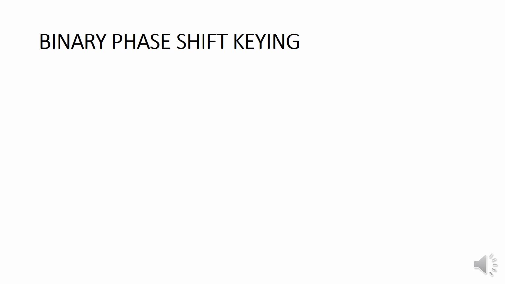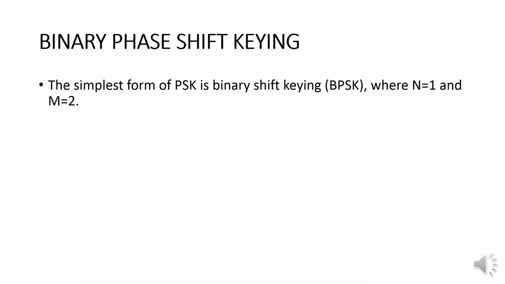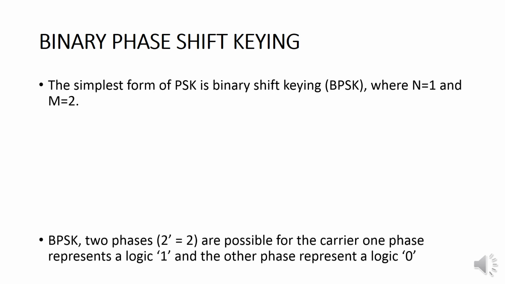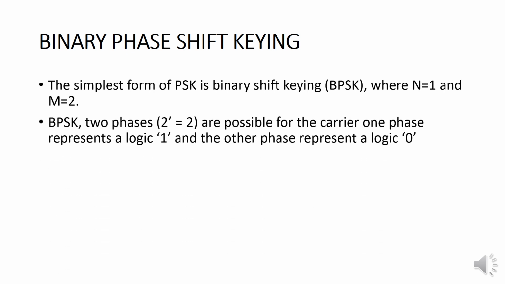Binary phase shift keying is the simplest form of PSK, where n equal to 1 and M equal to 2. In BPSK, two phases, that is 2 raised to 1, are possible for the carrier. One phase represents a logic 1 and the other phase represents a logic 0.